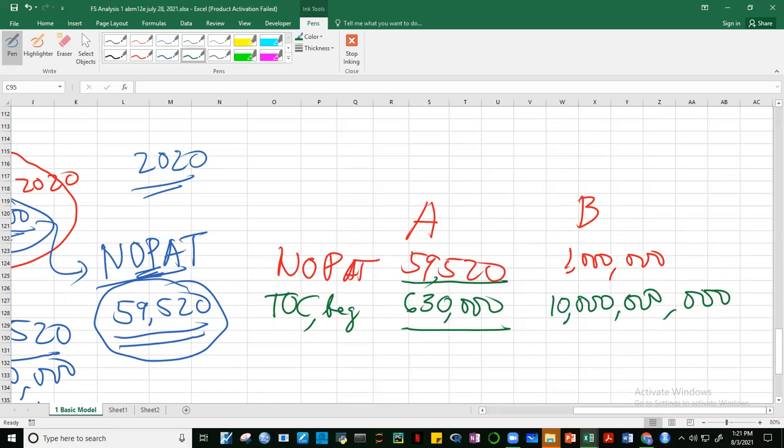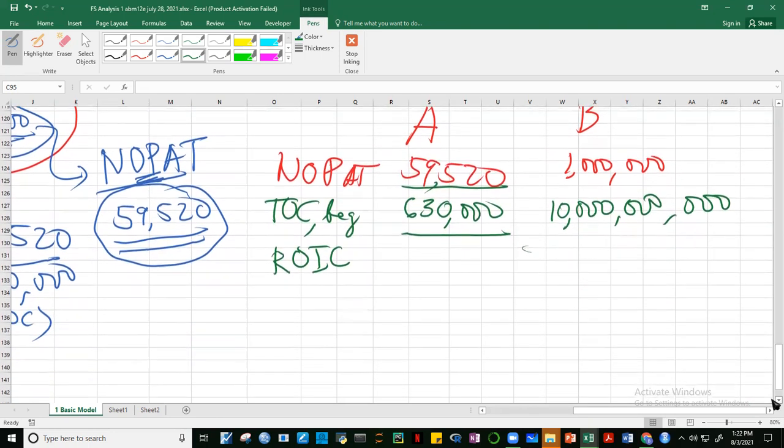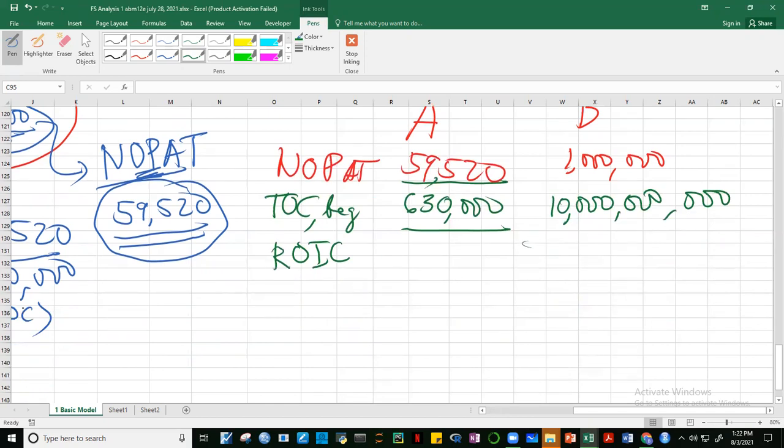It generated a NOPAT of 1 million, higher than 59,520. But guys, in terms of efficiency, in terms of better performance, that's why we have a measure called ROIC. This is where ROIC comes in, Return on Invested Capital. When you see a return ratio, guys, the numerator is always the profit. So ROIC's numerator is NOPAT divided by our beginning TOC, which is 59,520 divided by 630,000.